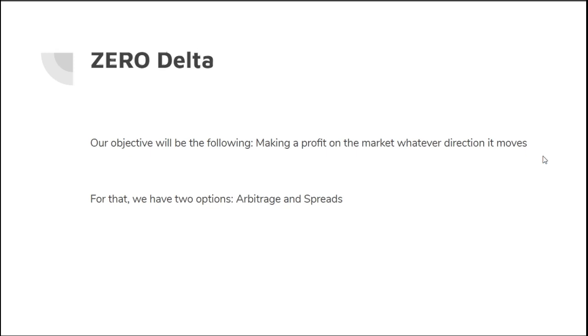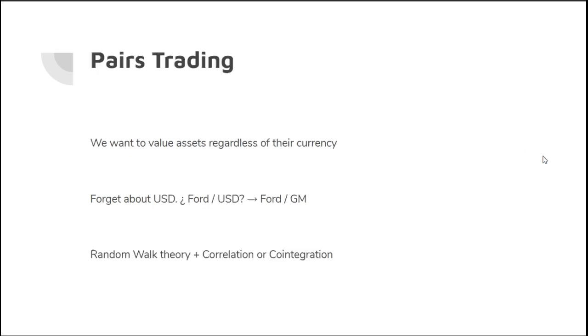How? For that we have two options. Arbitrage, that we are going to leave to high frequency trading systems. We cannot compete with them, forget about that. So we are going to do some spreads. In this case we are going to do pairs trading. We want to value assets regardless of the currency. So we are going to forget about the US dollar.